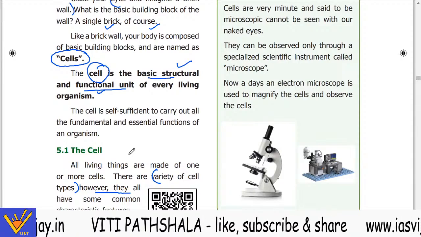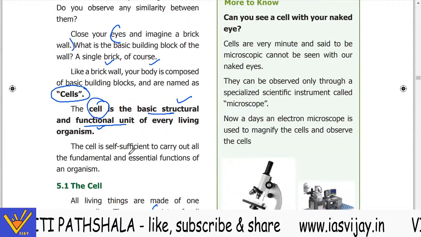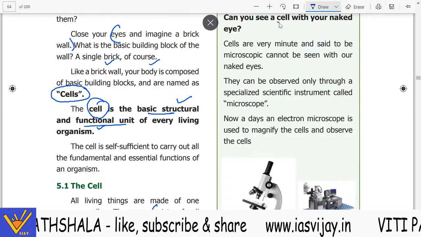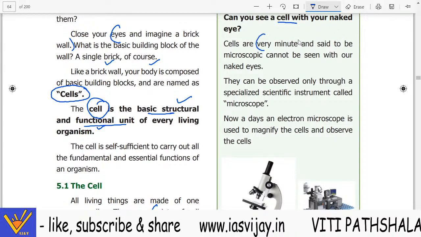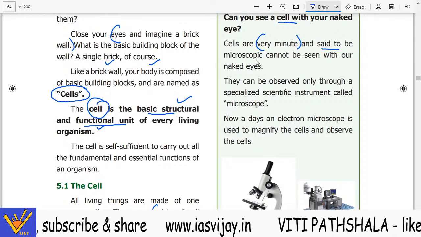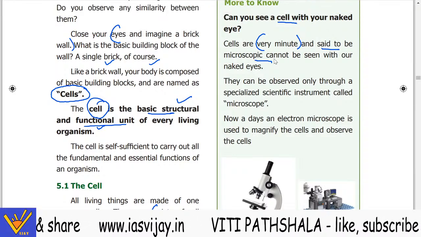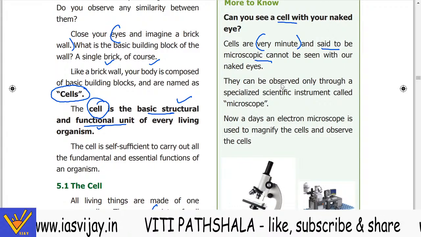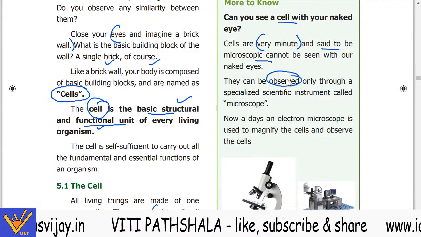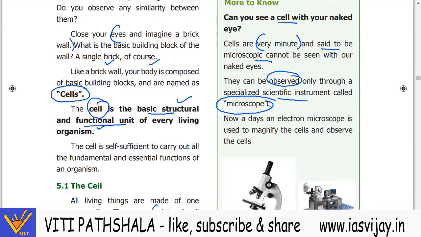Now they have shown you through the microscope. So, to know more, can you see a cell with your naked eye? No, we can't. Cells are very minute and said to be microscopic, so we cannot see them with our naked eyes. They can be observed only through a specialized scientific instrument that is known as the microscope.